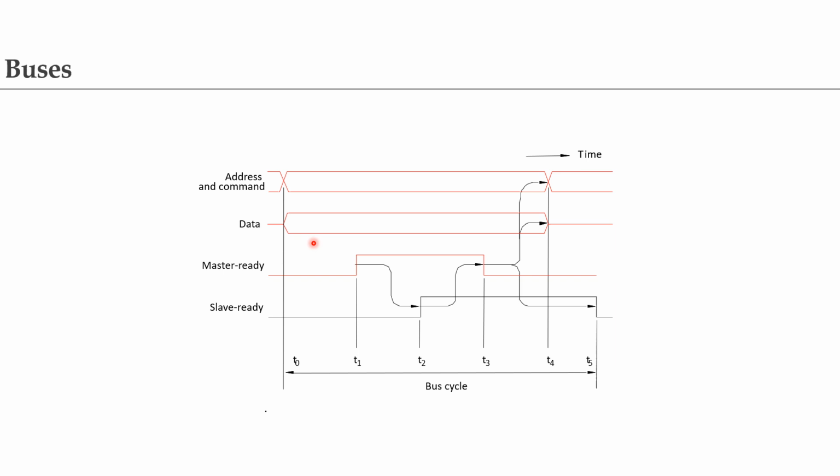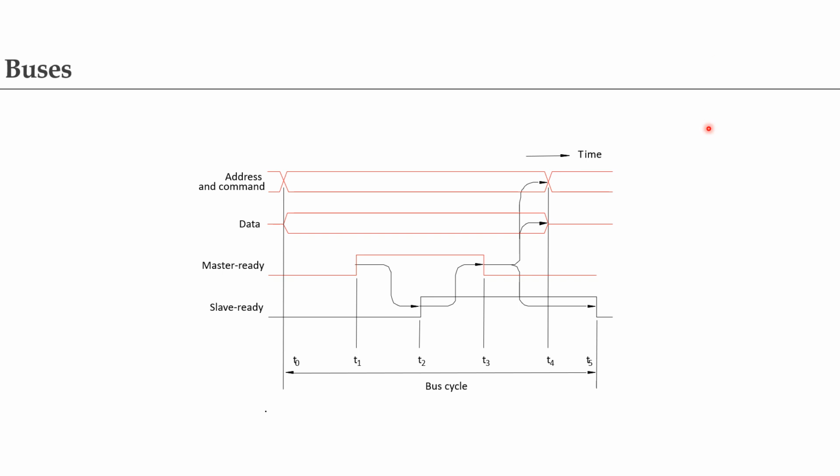In the output case, the master places the output data on the data lines. At the same time, it transmits the address and command information. The selected slave stores the data into its output buffer when it receives the master ready signal and indicates that it has done so by setting the slave ready signal to 1.